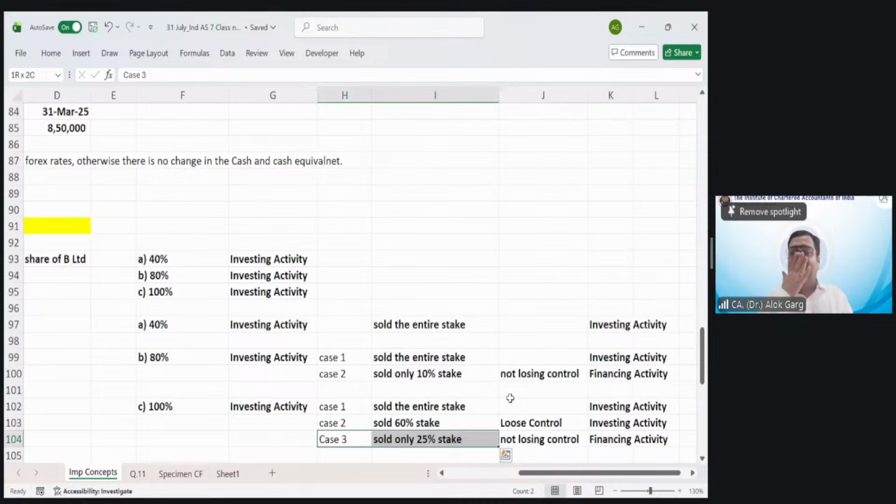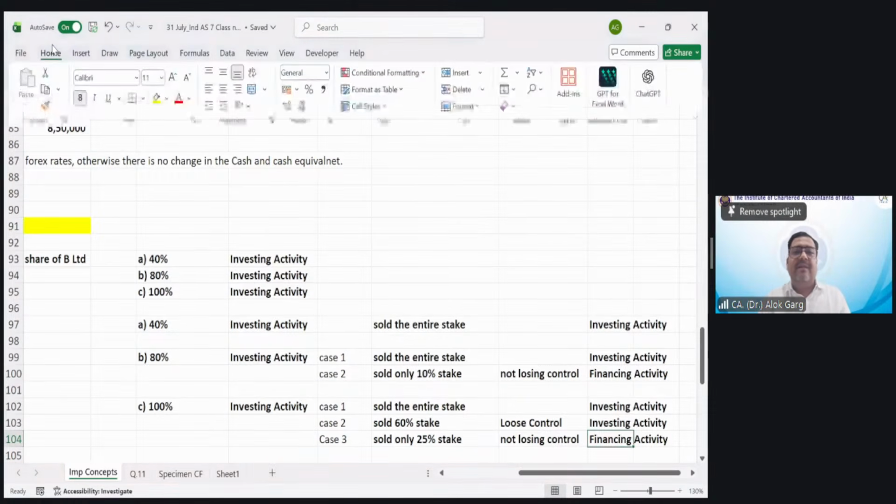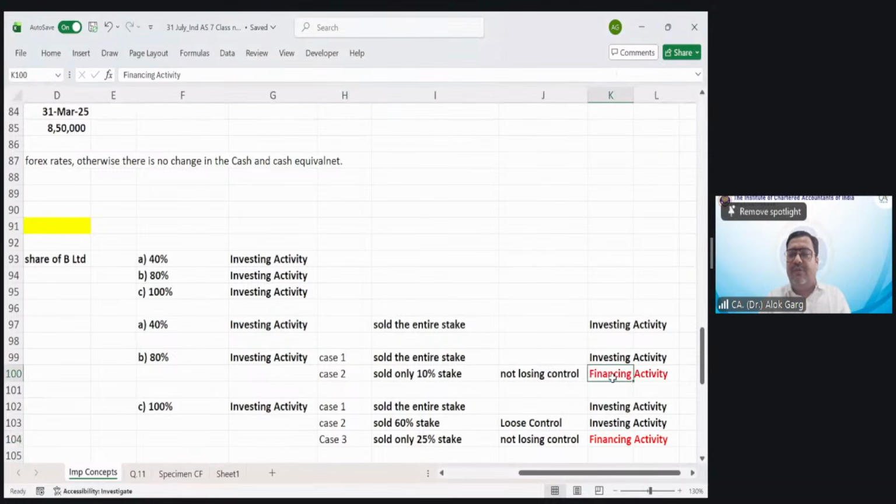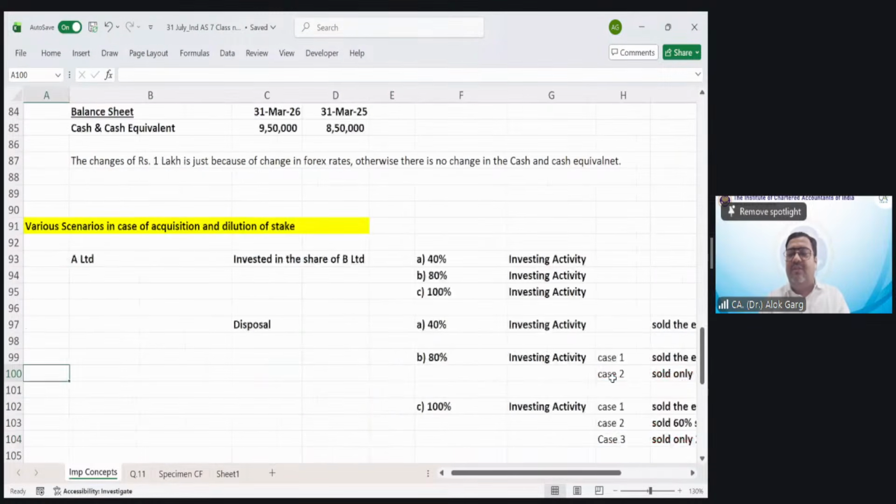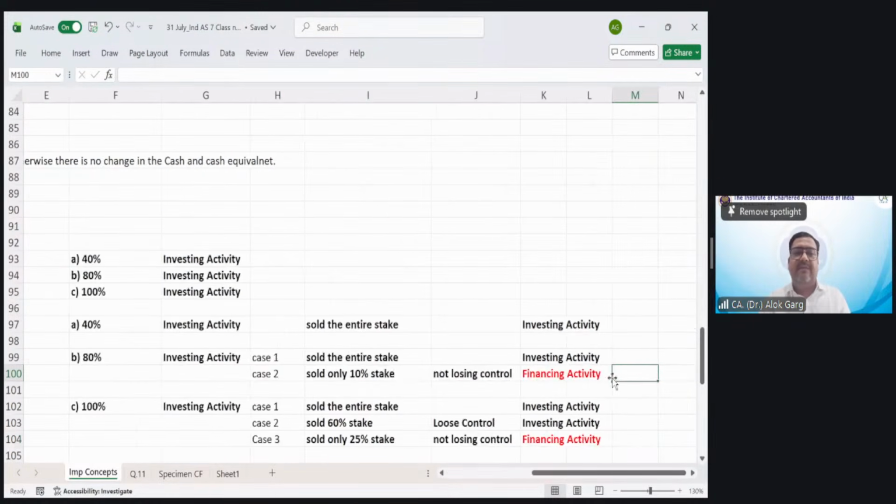The company sold only a 25% stake and has not lost control. From 100% it comes to 75%. There is no loss of control. It will be considered a financing activity. Is that clear? It will be considered a financing activity. So whenever there is no loss of control and it is only a change in the ownership interest, it will be considered a financing activity.